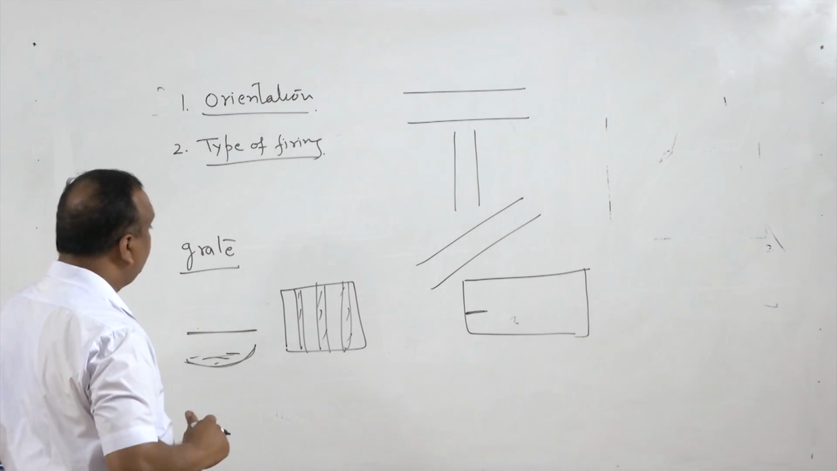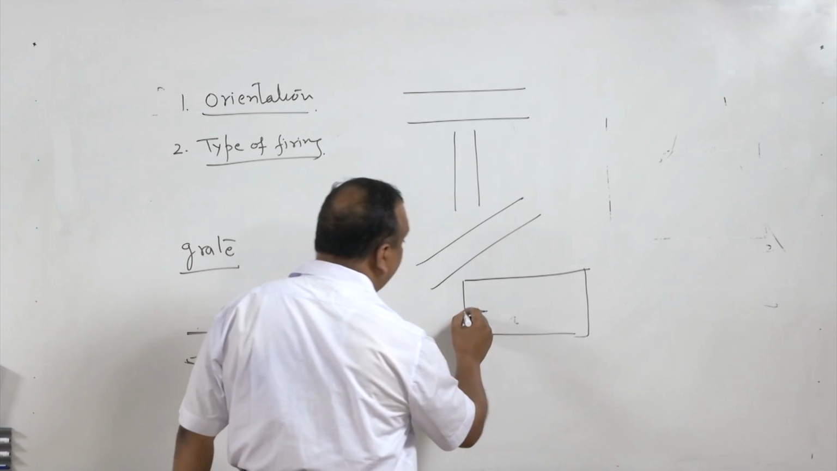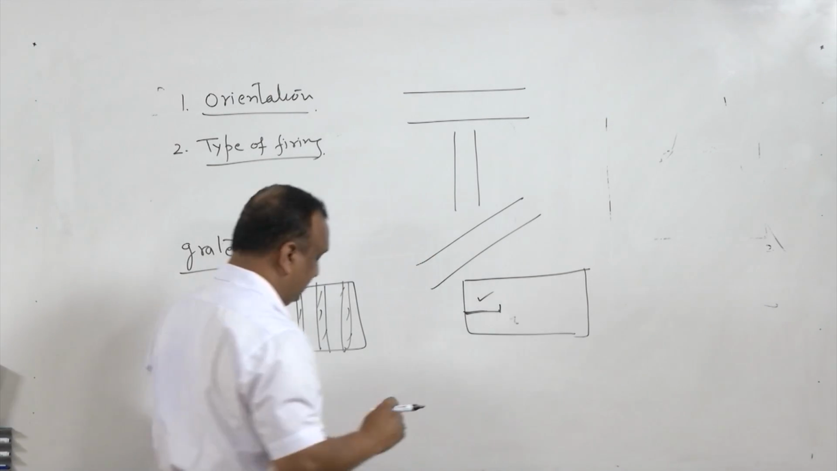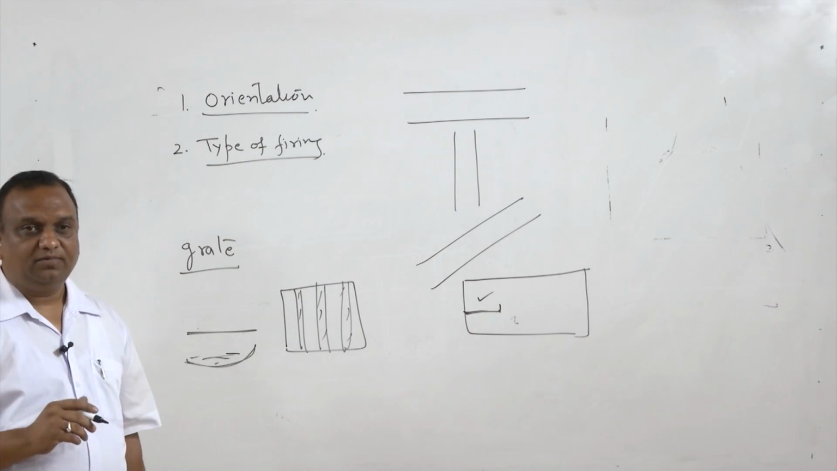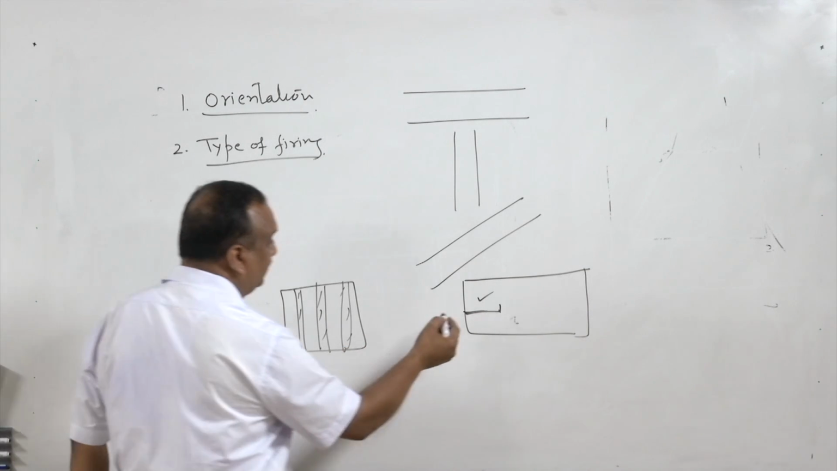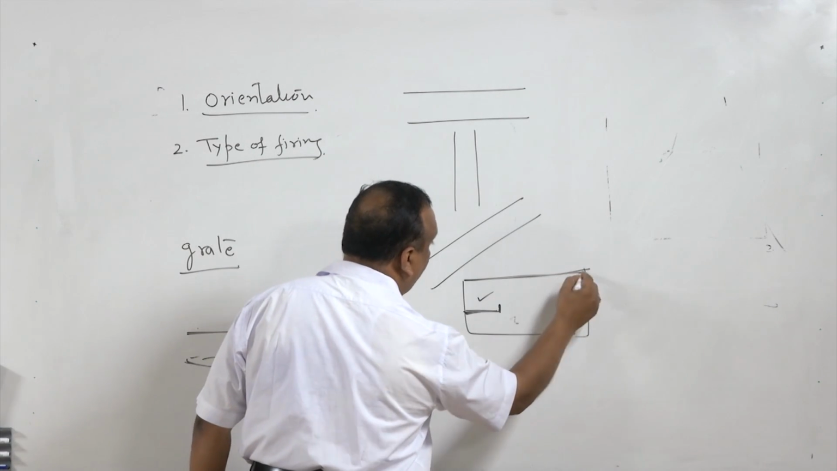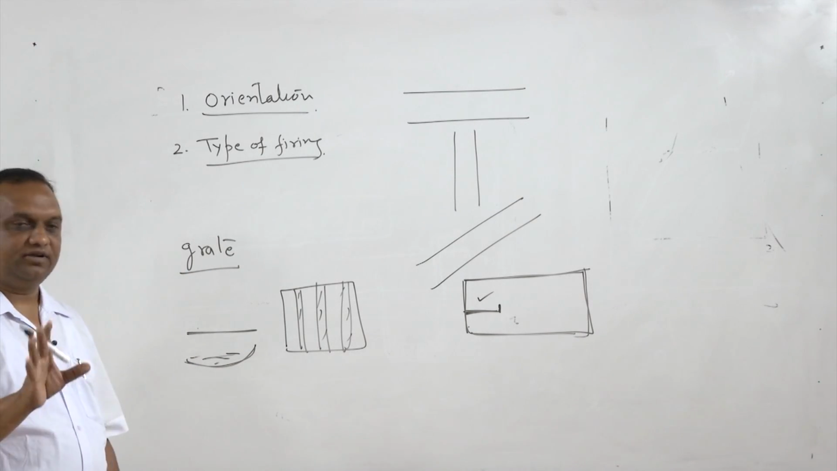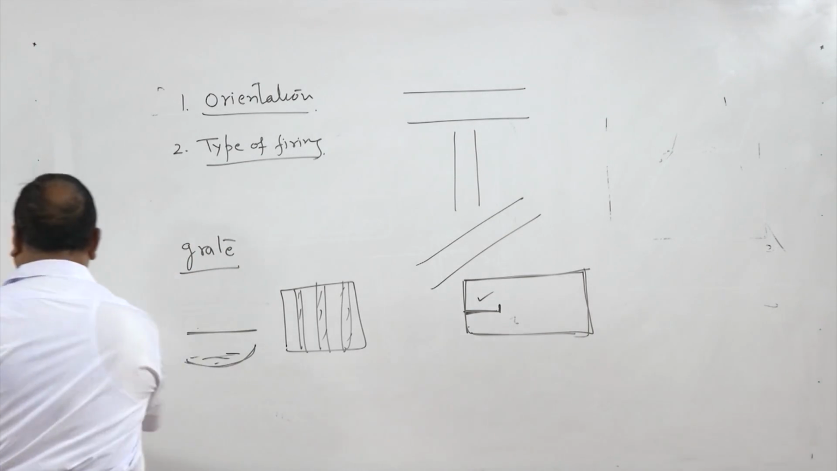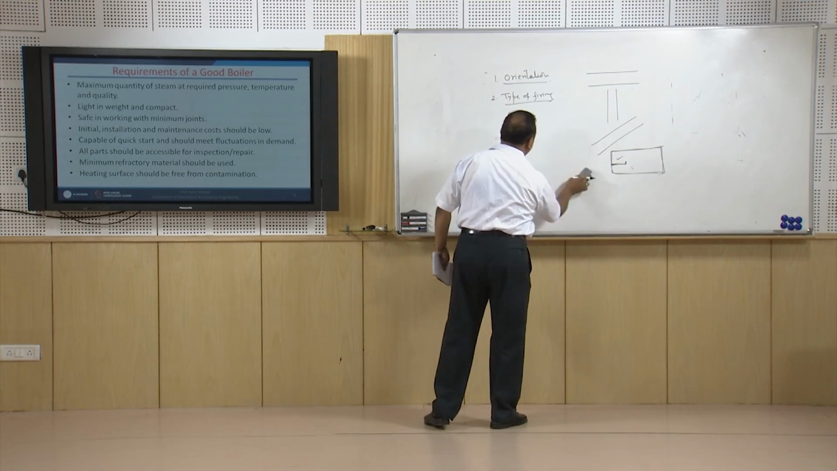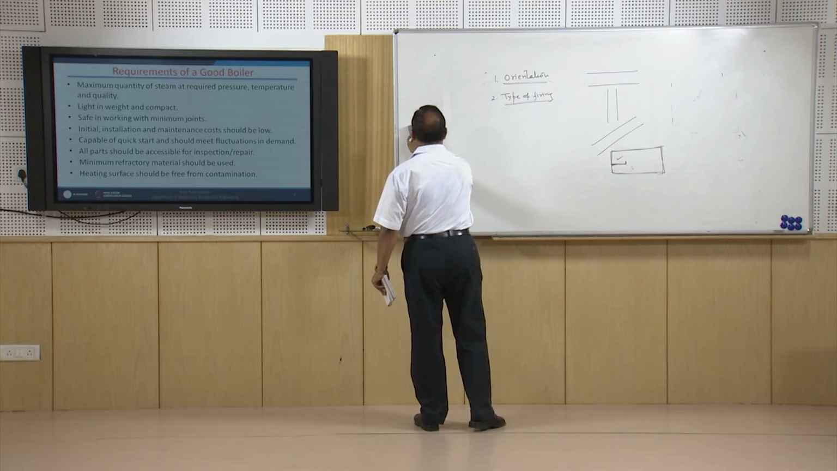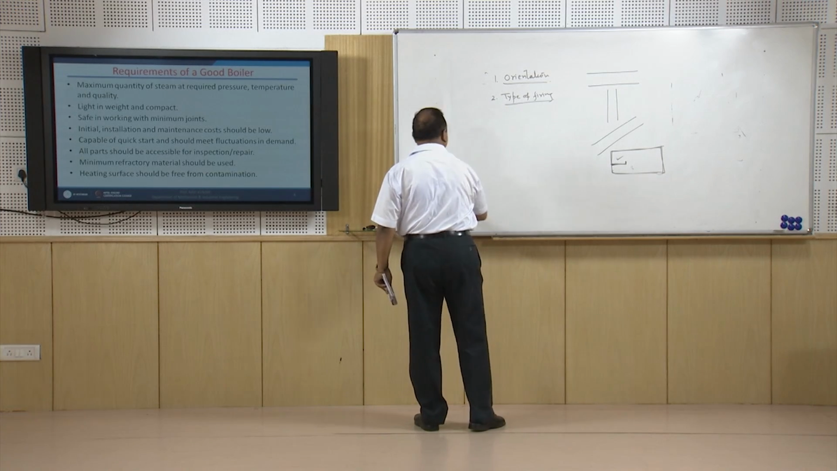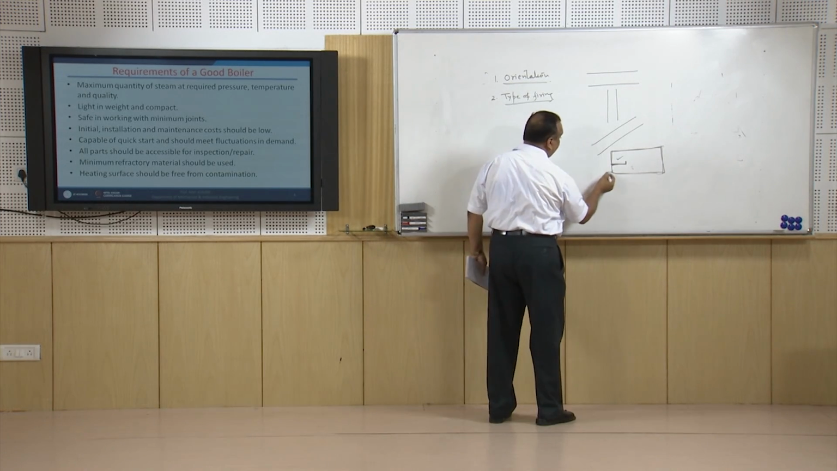So the type of firing, most of the boilers in the earlier stage were internally fired, right? The grate was inside the boiler body. I will not name the boilers, otherwise you will get confused. In some of the boilers, the combustion takes place outside the boiler.